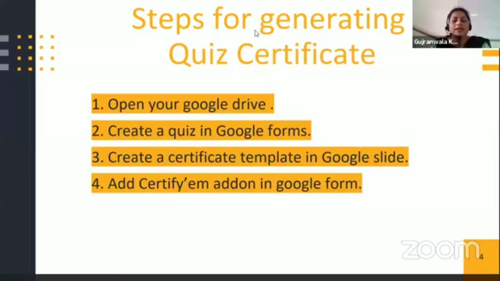Next thing which we have to do is add the Certify-M add-on in Google Form. Like this, we have opened Google Drive, we have created a Google Form quiz, then we have also created a certificate template in Google Slides. Three steps have been done. Then the fourth step is to add the Certify-M add-on in Google Form.